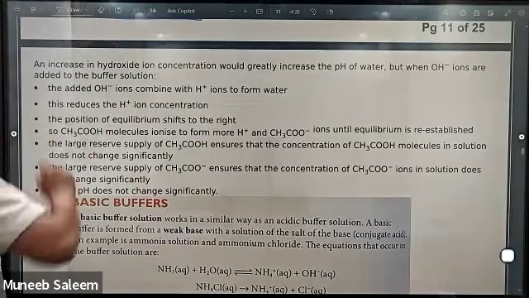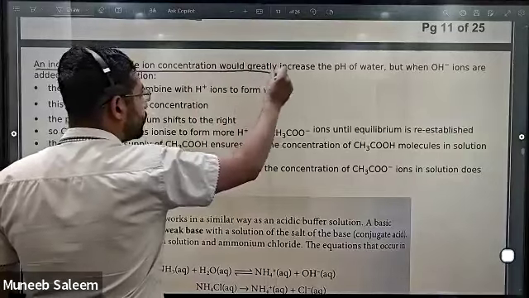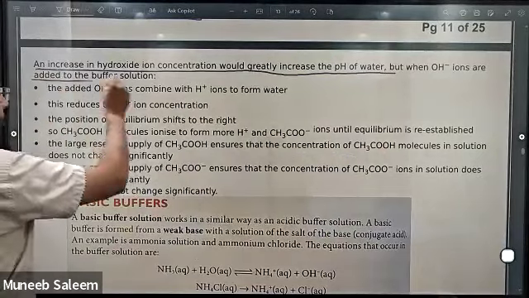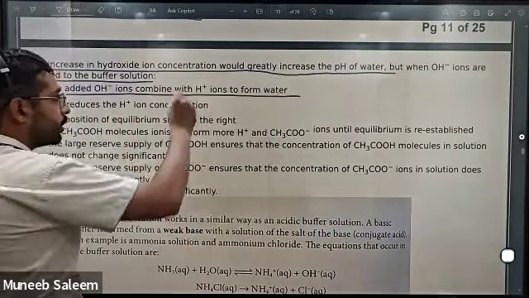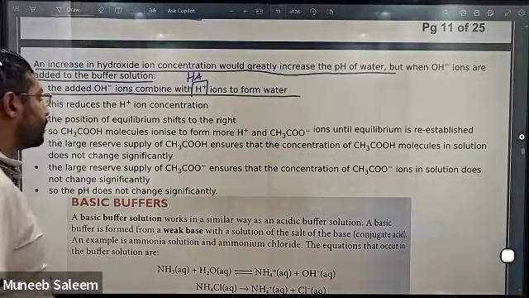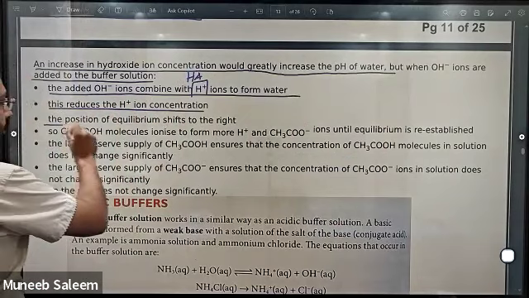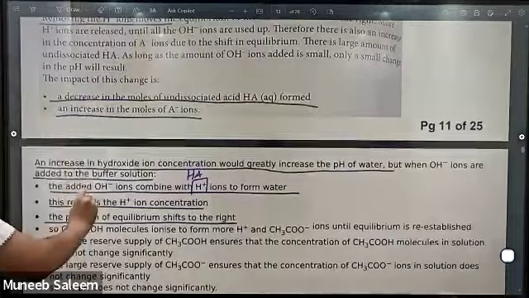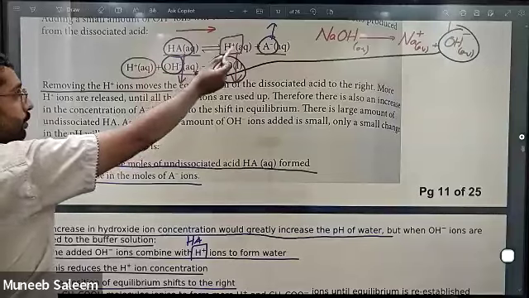The same information from the other source book says that an increase in the hydroxide ion solution would greatly increase the pH of the water, but when hydroxide ions are added to the buffer solution, the added hydroxide ion combines with the hydrogen ions to form water, and these hydrogen ions were produced by the weak acid. HA is the weak acid here. This reduces the hydrogen ion concentration. The position of equilibrium shifts towards the right. This is the same equilibrium which we saw here. It shifted towards the right side. This one, HA, shifted towards the right side.